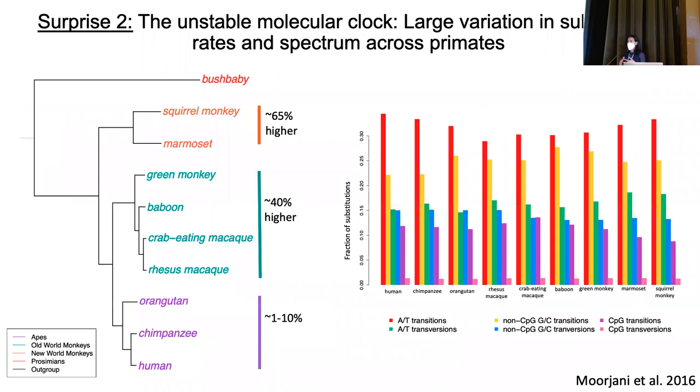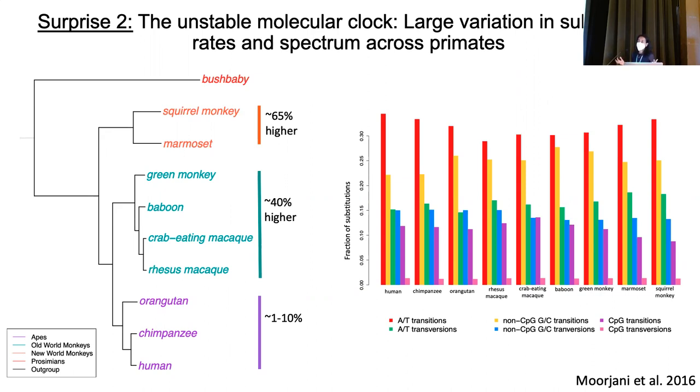Now, another surprise from these data is that when you look at closely related species, the rates of substitutions differ across species. Most of us in evolutionary biology use the molecular clock, and the fundamental assumption of the clock is that the mutation rate for neutral mutations is roughly constant across time. But if you look at closely related species like humans and chimpanzees, you find that the rates differ by about 2%. Within apes, they differ by almost 10%. If you compare apes and Old World monkeys, they differ by 40%. And compared to New World monkeys, they differ almost twofold.